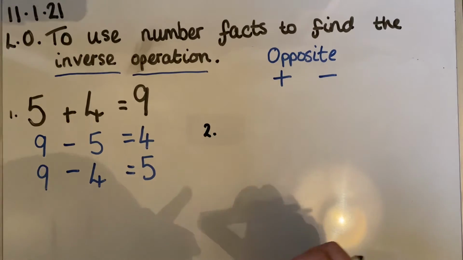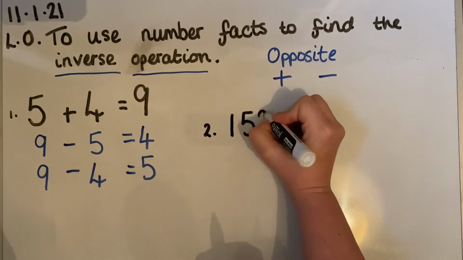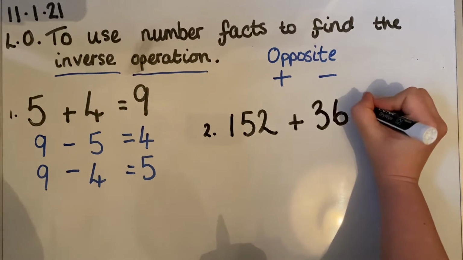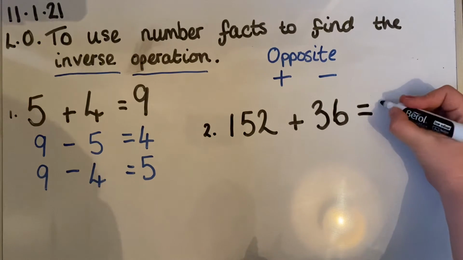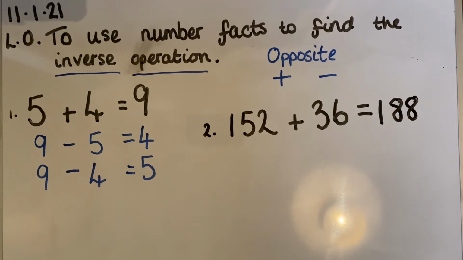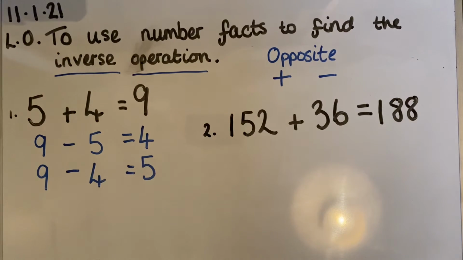I'm going to give you some really big numbers here. So we're going to have 152 add 36 equals 188. Now some of you might find that sum quite difficult to do, and it might be that you find the taking away sums to work out in your head really difficult to do. But I'm going to show you a trick now that means you can use the numbers you can see here to very quickly find the inverse operation sums.